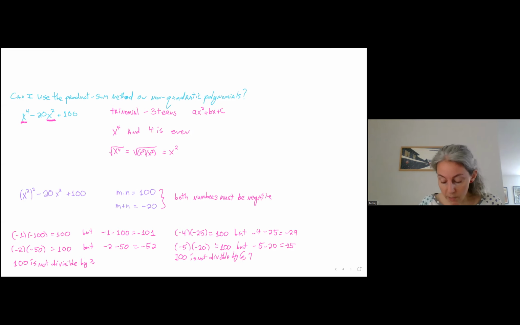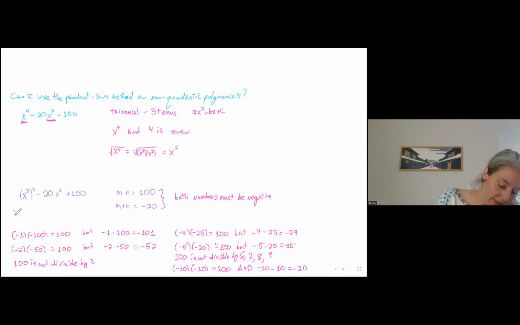It's also not divisible by 7. Turns out it's not divisible by 8. It's not divisible by 9, which brings us to 10. -10 times -10 is equal to 100, and -10 minus 10 is equal to -20. So maybe you saw that from the beginning and you got to skip all of this. Lucky you. If not, this gives you a nice, easy way to go through each of the numbers until you get to the one that actually works. So here we have the 2 numbers are -10 and -10.